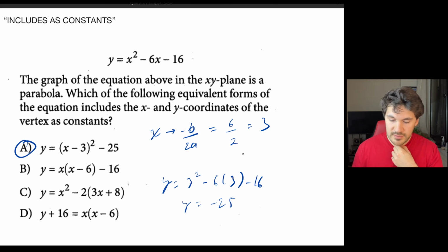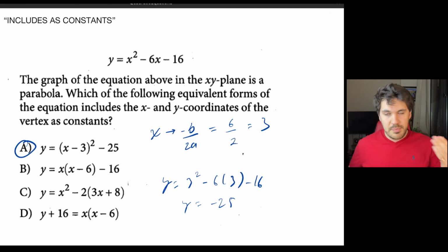They didn't have to ask us about the vertex's constants. They could have asked us also which of the following has the zeros of the function as constants. In which case, you would just factor it, get the zeros, and pick the answer choice that literally has those values in it. It really is that easy.